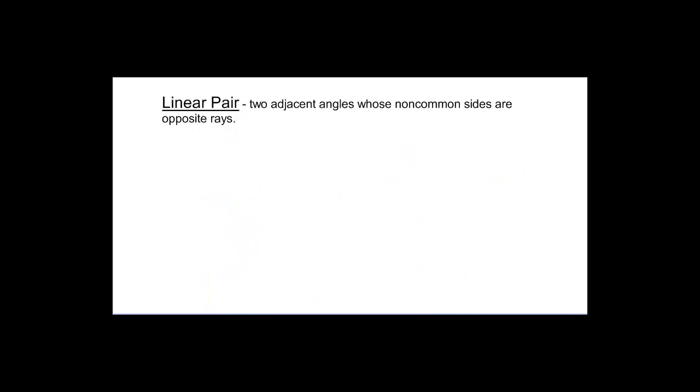We can use our understanding of adjacent angles to help us understand what a linear pair is. A linear pair is two adjacent angles whose non-common sides are opposite rays. If you remember what opposite rays are, those are rays that have a common vertex and together form a straight line. For example, rays XY and XZ. To make two angles here, I would need another ray which creates two angles.